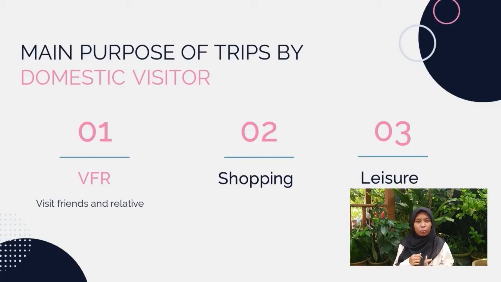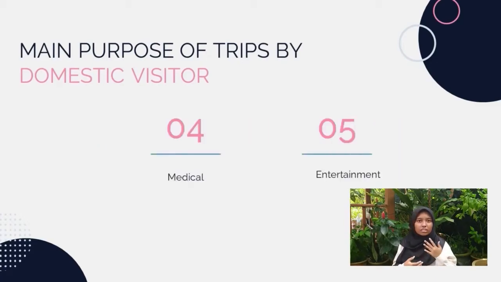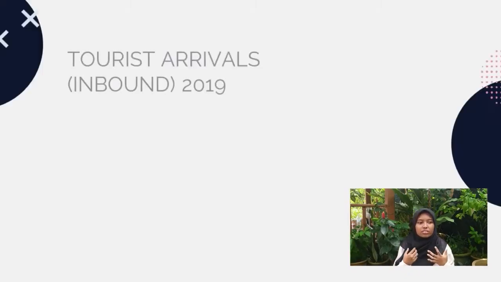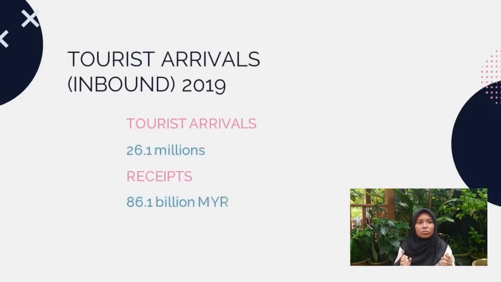Next is shopping. Thirdly is for a leisure purpose. Fourth is for medical purpose, and also fifth for entertainment. Secondly, we look at the inbound, which is people coming to our country, and it shows in the tourist arrivals, and also we receive most of the people coming to Malaysia.